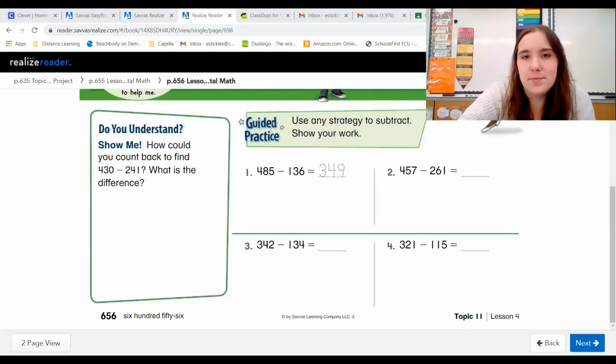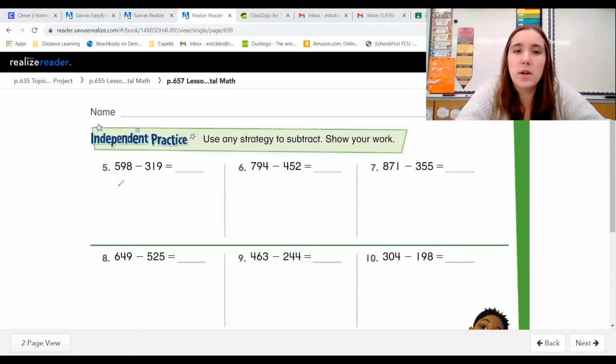Okay, let's get some more practice. Let's turn that page. Okay, we're gonna do number 5 together. For this one, I'm just gonna use stacking. You guys can pick whatever strategy you want for these. It's completely up to you. I'm just using different strategies for each problem.